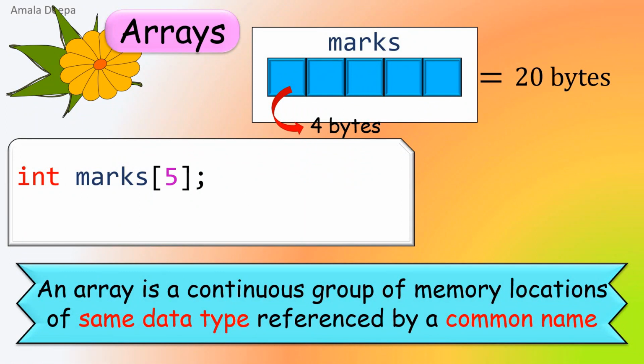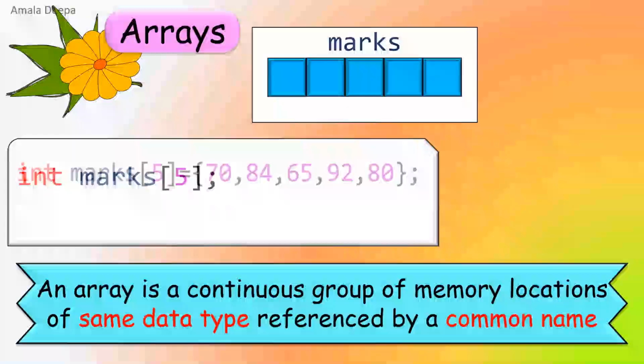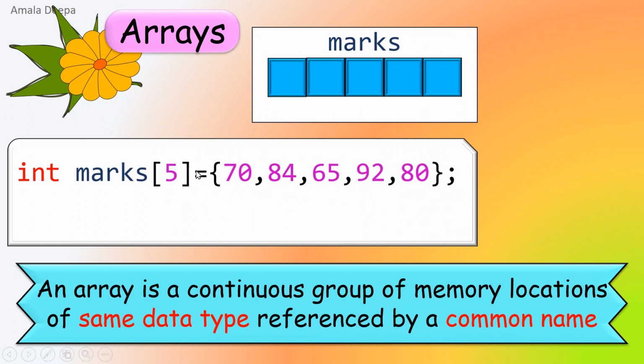The easiest way to initialize an array is in the declaration statement itself. int marks[5] equals, within curly brackets, you give the values separated by commas, and end with a semicolon. These values will be stored in each of the locations of the array marks.